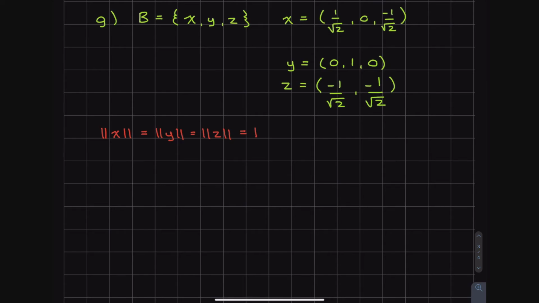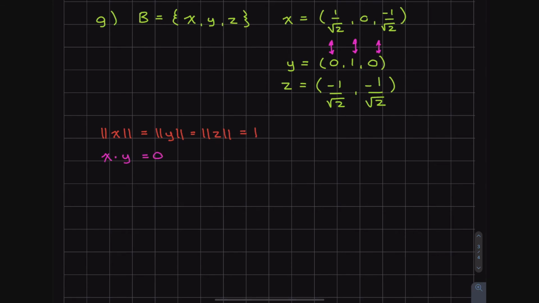And if we look at this, what we're basically going to have to do is the dot product 3 times. We're going to have to do x dot y is equal to 0, x dot z is equal to 0, and y dot z is equal to 0. So that's one way. However, it's very easily shown that if we dot x with y, it's going to be 0, because if we go x and y right here, it's going to be 1 over root 2 times 0 is 0. Then we're going to have 1 times 0 is 0. And then we're going to have negative 1 over root 2 times 0 is 0. So we already know really quick by inspection that x dot y is equal to 0.